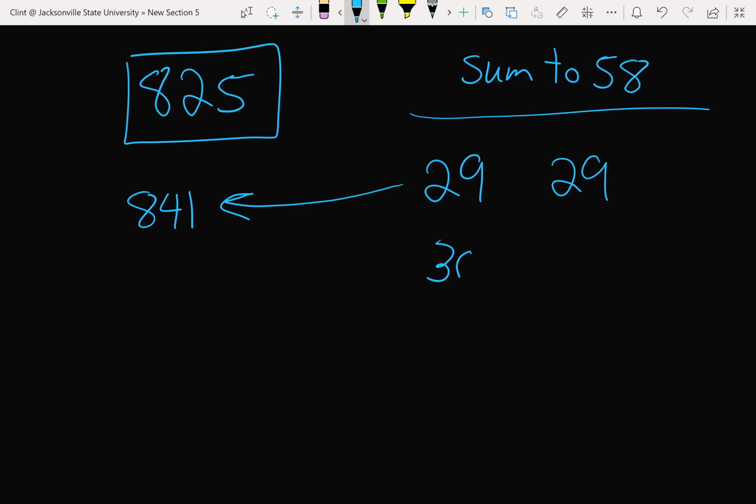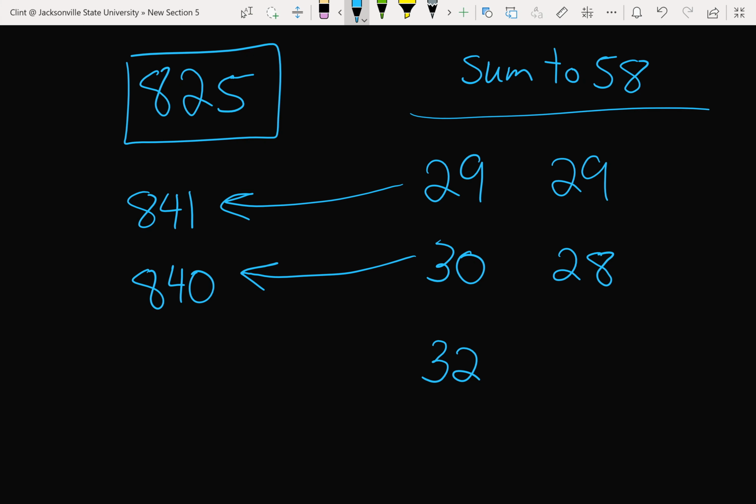Maybe we can try like 30 and 28. So this is just guessing, test or trial and error, right? We said that's a valid problem solving technique. That, oddly enough, gives me 840. So maybe we need to jump a little bit more. Maybe we can change them by 2. So maybe 32 and 26. Try that. That's 832. So we're going in the right direction.